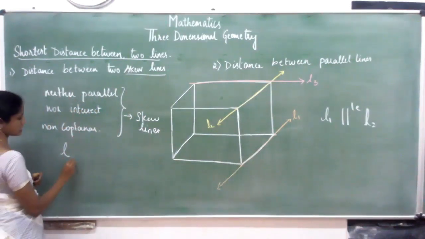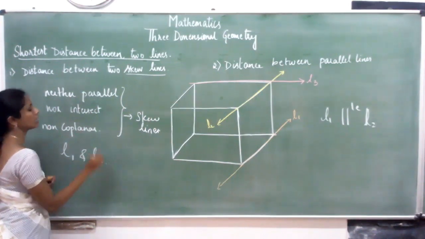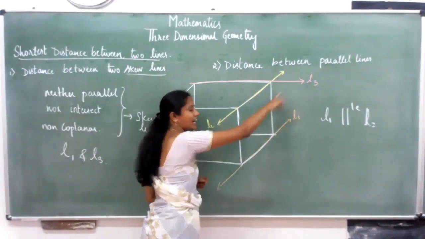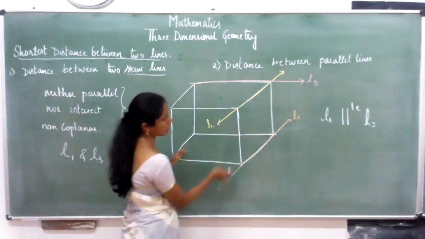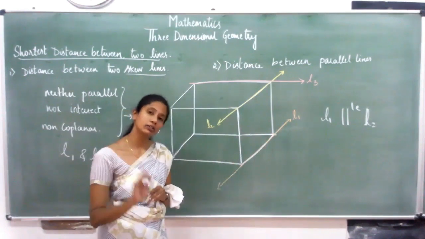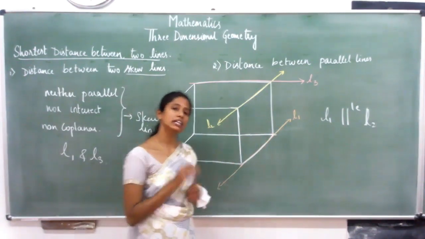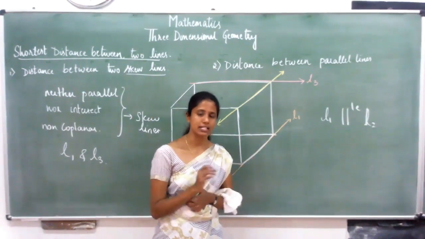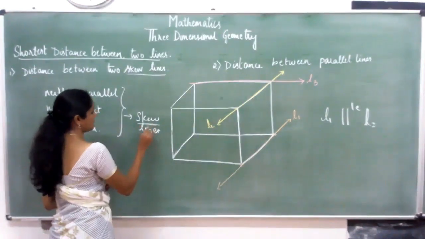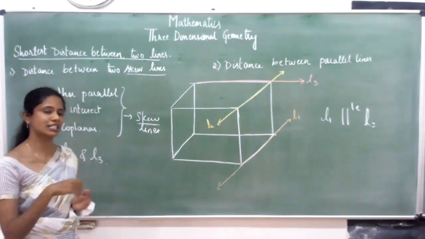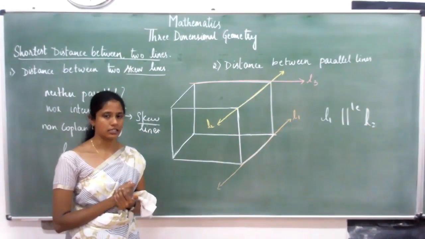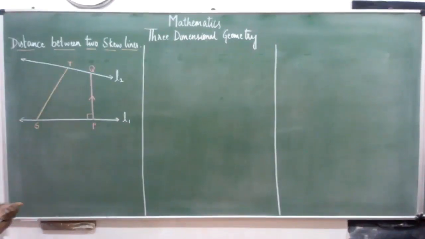Here, the skew lines are line L1 and line L3. You can see these two lines are not parallel, and they do not intersect. And again, these lines do not lie in the same plane. Such lines we call skew lines. So let us derive the shortest distance between the two lines which we have considered.